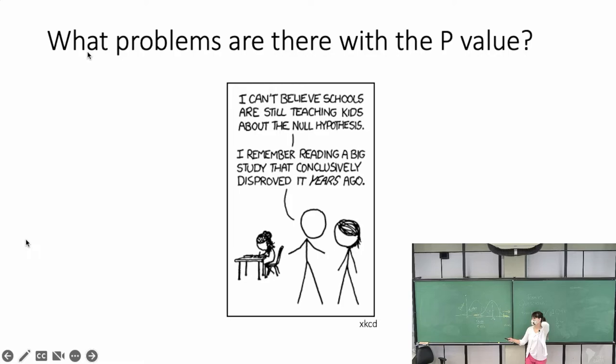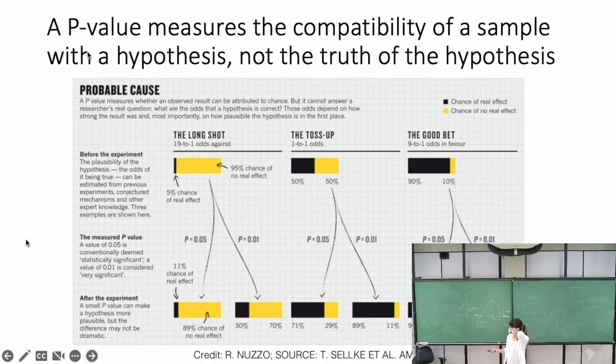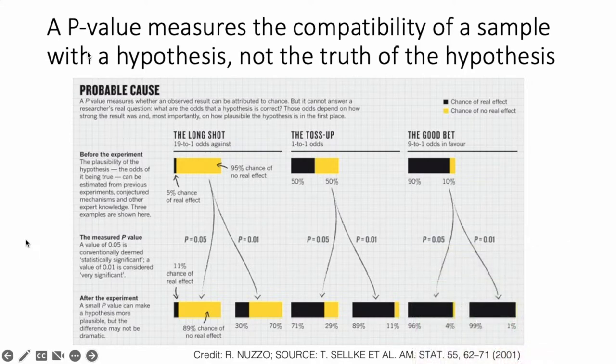So, okay, we were discussing what problems there are with the p-value. Many of them. The first one, this is a provocative graph. The truth is, a p-value measures the compatibility of a sample with a hypothesis, not the truth of the hypothesis. So your hypothesis can be anything because you state it. But if it was actually very improbable in the beginning, and you get a small p-value, you cannot conclude, I reject the null hypothesis in favor of the alternative. It's more probable that it was just, again, a fluke. It was just a sample from this side of the distribution.